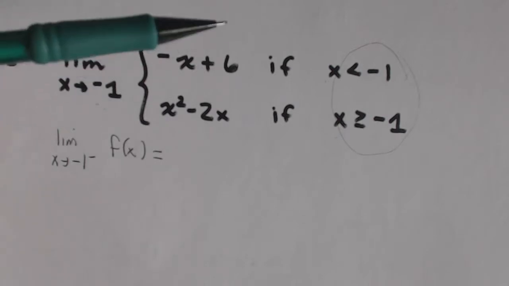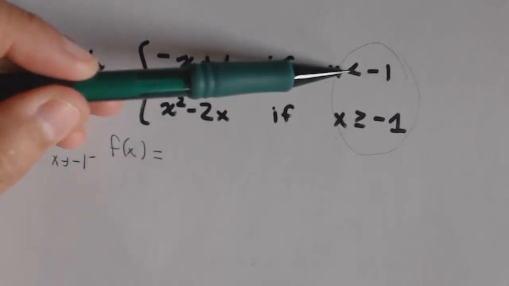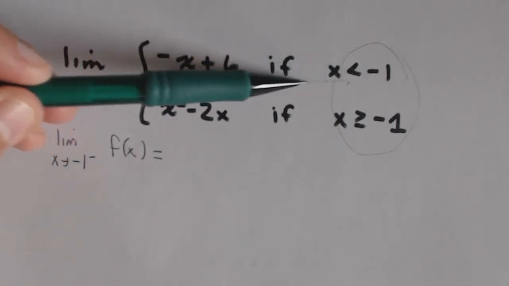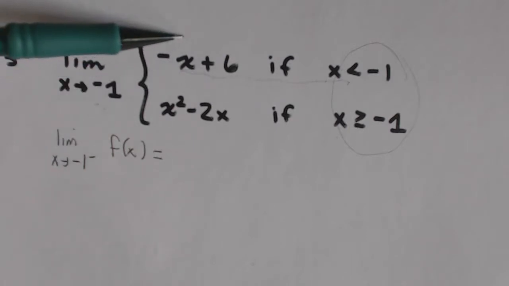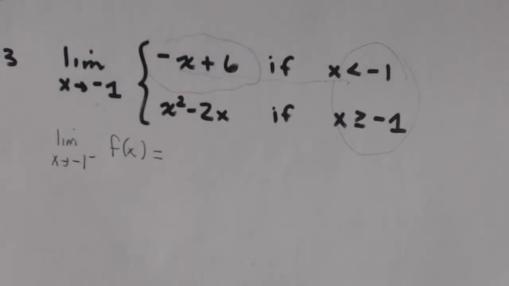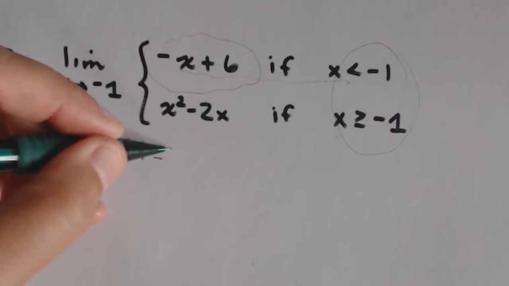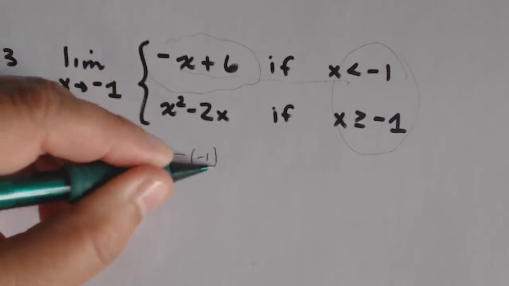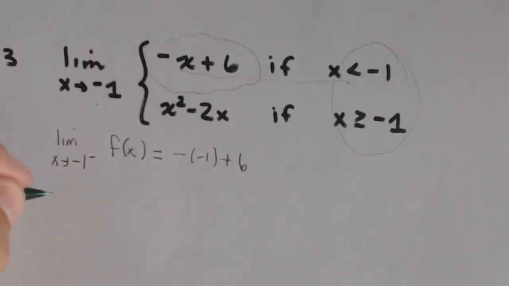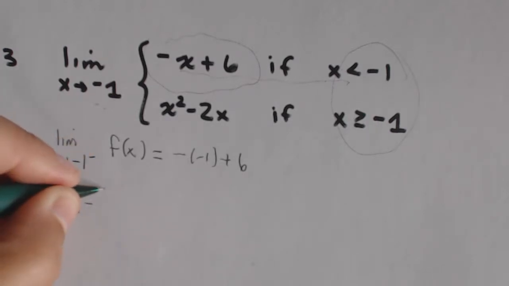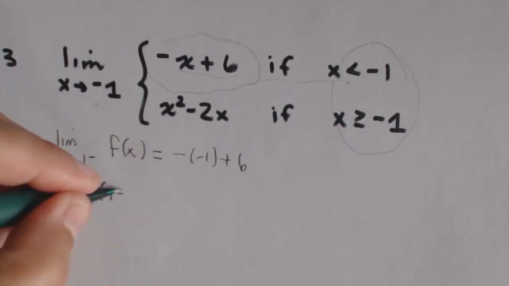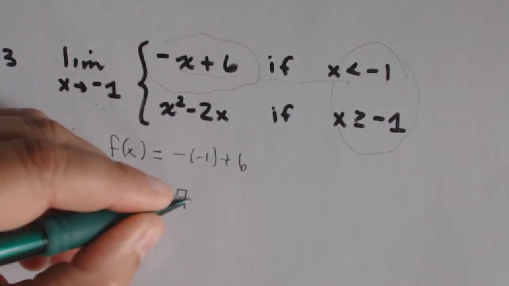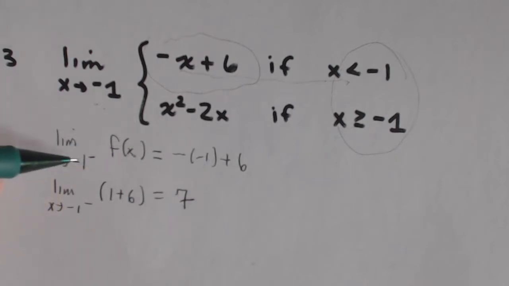For -1 from the left, x is less than -1, that's to the left. So you would simply plug -1 into this top function. -(-1) plus 6, so the limit as x approaches -1 from the left would be 1 plus 6, which is 7. If I plug -1 in here, I get 7.